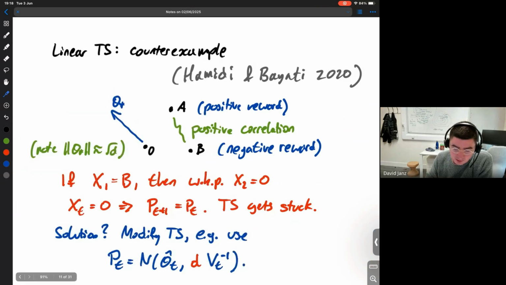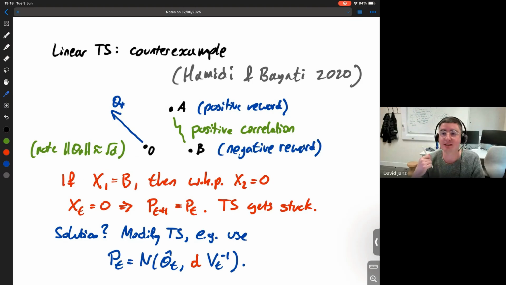I think on the next page I have the counterexample. A couple of years ago, Hamidi and Bayati constructed this counterexample. Essentially, they pick an arm set that's composed of 3 points: the origin, point A, which has a positive reward, and point B, which has a negative reward, with the trick being that A and B are correlated. So this is a sort of 3-point acute angle set in a high-dimensional space.